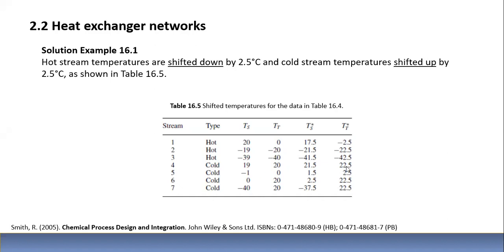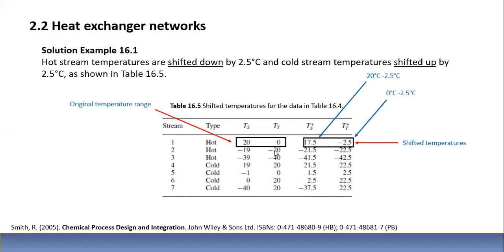For the cold stream, it's going to be delta T minimum divided by 2 plus the supply and target temperature. It's going to be 21.5 and 22.5 and so on for the rest. Thankfully, we now have our supply and target temperatures on the shifted scale. As you see there, this is on the shifted scale. This is the actual temperature. These are the shifted temperatures.